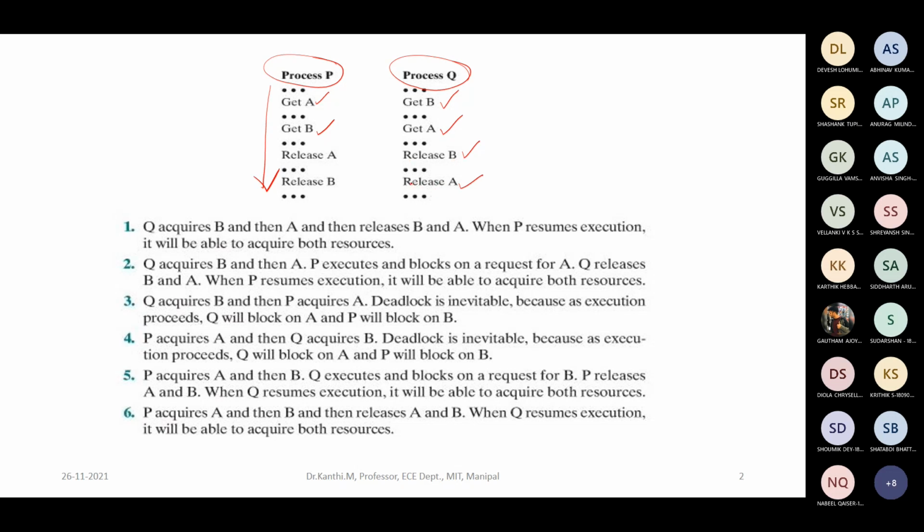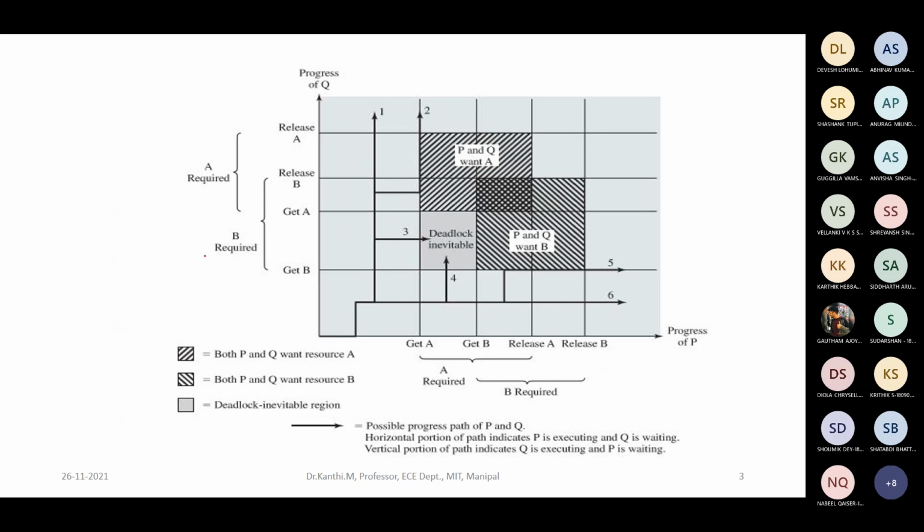This is the explanation given with respect to the diagram shown next, so it is better to see that, then I'll come back to the slide. Let us consider a situation for process P. Please note this: acquire resource A, B, release A, release B for process P, and for Q, B, A, release B, release A. Let us see that.